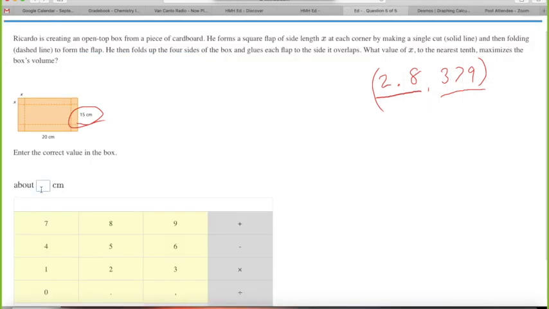So we go back here, enter the correct value. As I mentioned, 2.8 centimeters is our x, and then this is going to be our volume. So we would just type in 2.8.